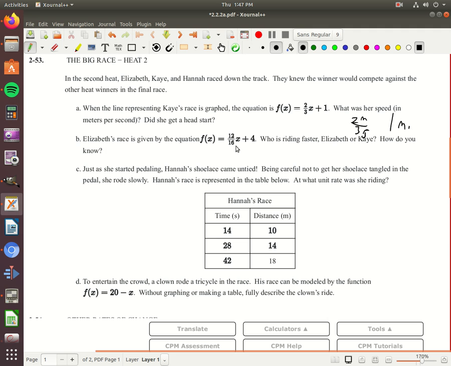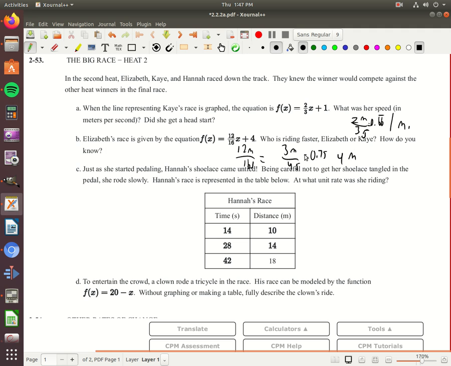Elizabeth's race is given by the equation y equals 12/16 x plus 4. So again, that means 12 meters every 16 seconds, but I would simplify that. 4 goes in here 3 times, and 4 goes in here 4 times. So I think it's better to say she went 3 meters every 4 seconds, and that she got a 4 meter head start. Who's riding faster? Well, this would turn into 0.75 as a decimal, and this would turn into 0.66 as a decimal. So I think that actually Elizabeth must be riding faster.